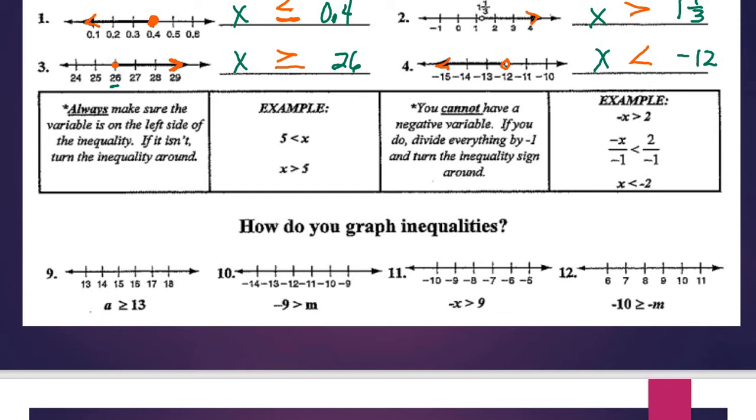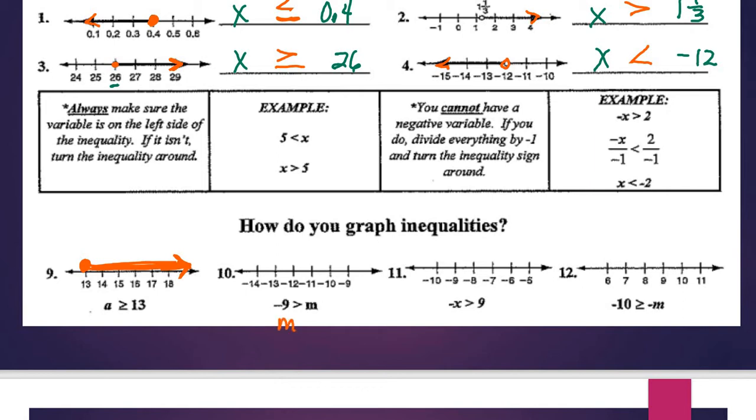Now, when we look at this right here, the first thing, like on 9, 10, 11, and 12, the first thing we're going to do is check to see if we have a variable on the left-hand side. And so on 9, we do have the variable on the left-hand side. So I'm going to draw a closed circle because there's an equal. And then I'm going to draw my line going to the right because this right here is greater than or equal.